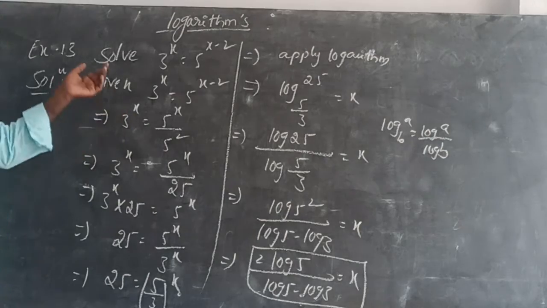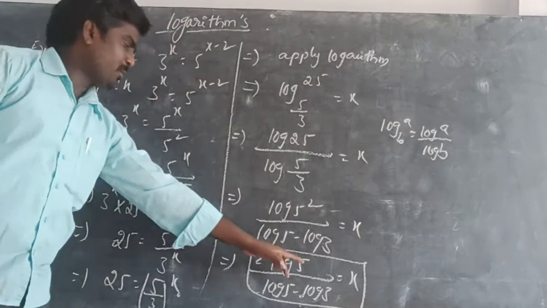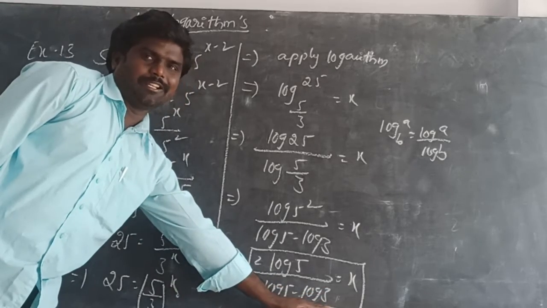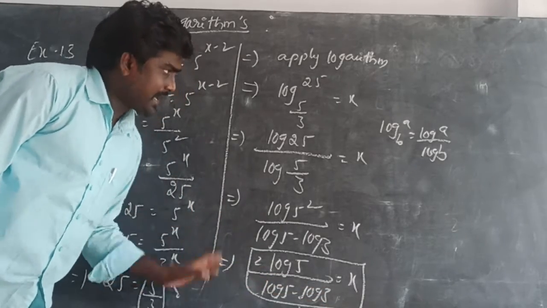This solves the problem. What is the x value? What is the unknown thing? 2 log 5 by log 5 minus log 3. Okay, here we can do it by another method.